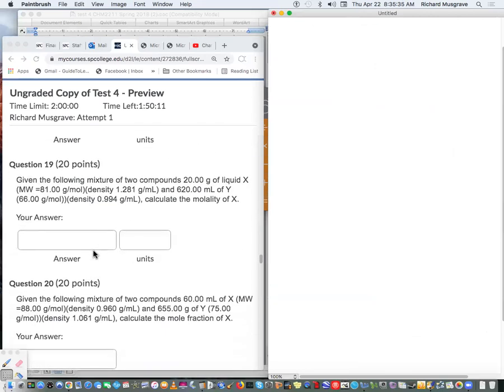Okay. Number 19 is molality. Now molality, it doesn't matter whether it's a solid or a liquid. There's a for the solute. For 19, the molality is equal to the moles of X strictly divided by the kilograms of Y. You'll notice the X is not involved at all in the bottom of this one, and never will be.